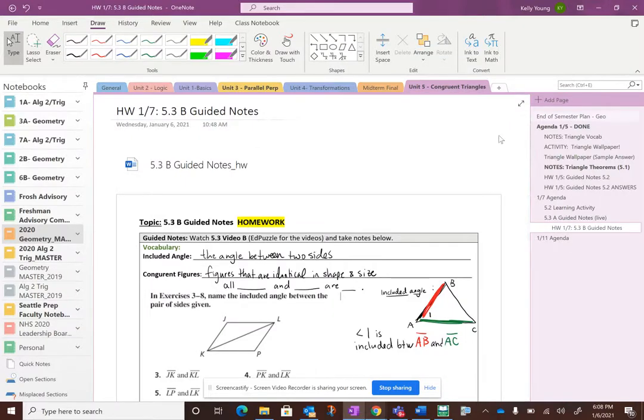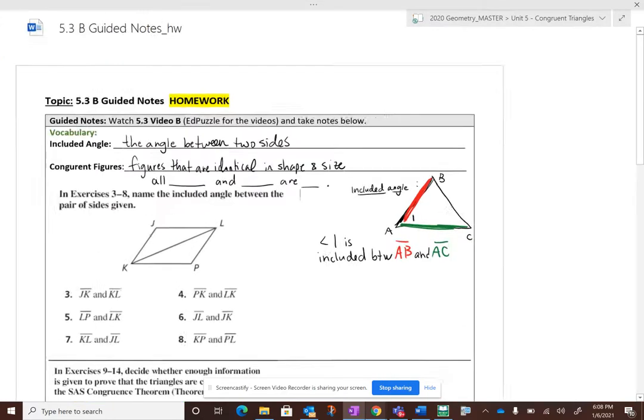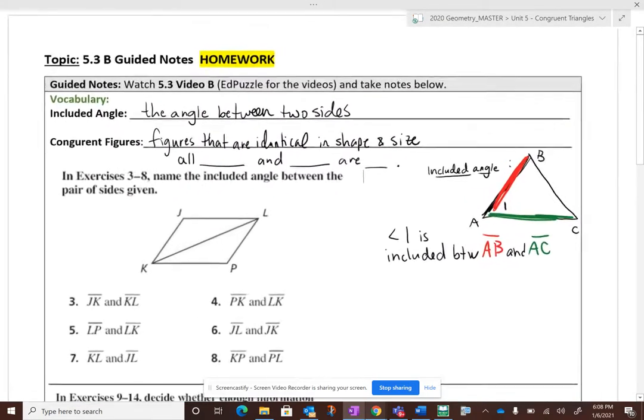Hey guys, this is your homework for tonight. It's 5.3b. We only have one set of guided notes and we're going to get started.